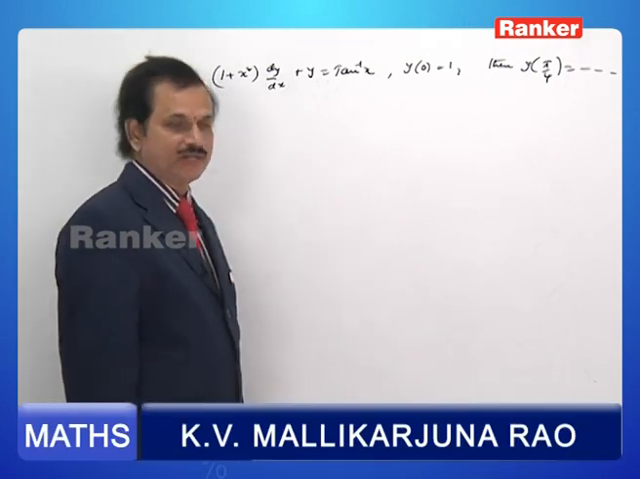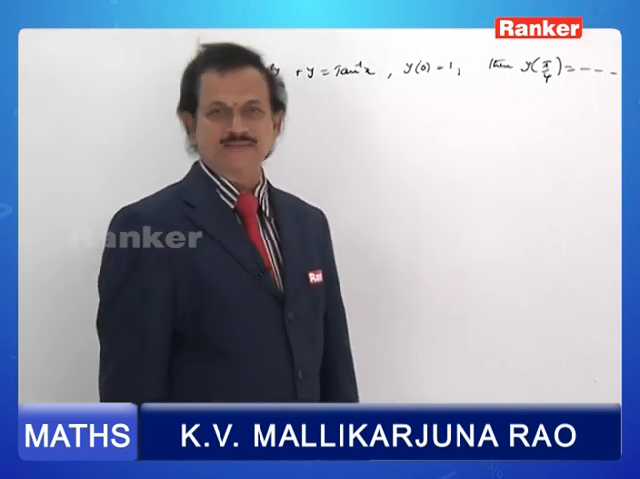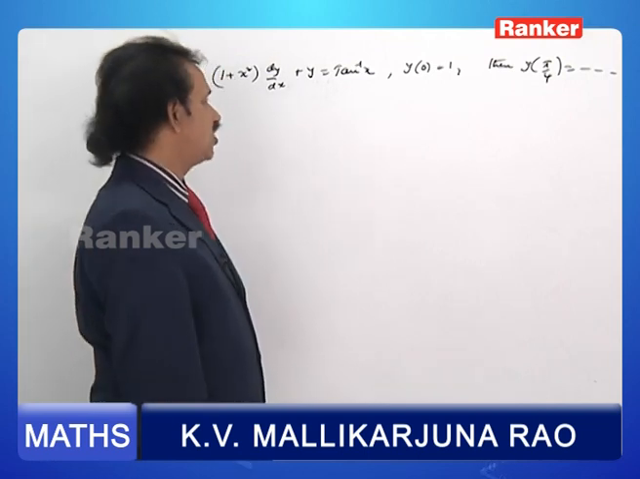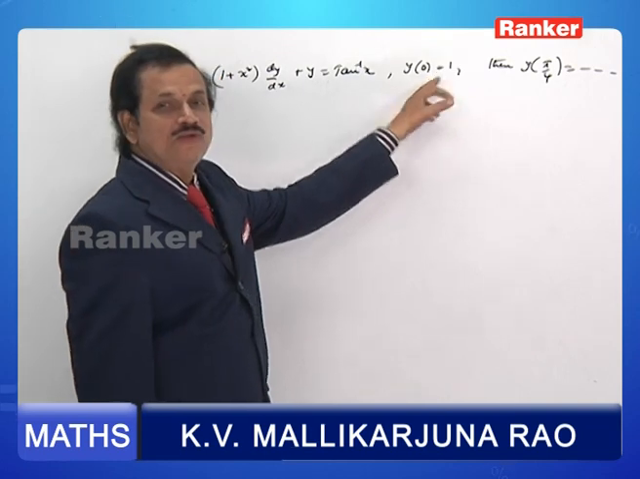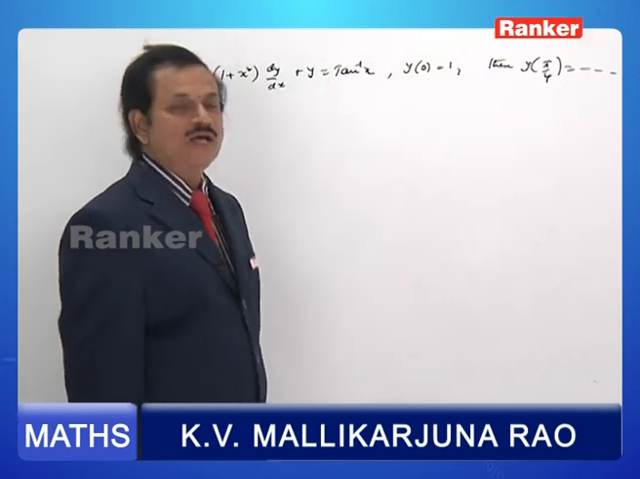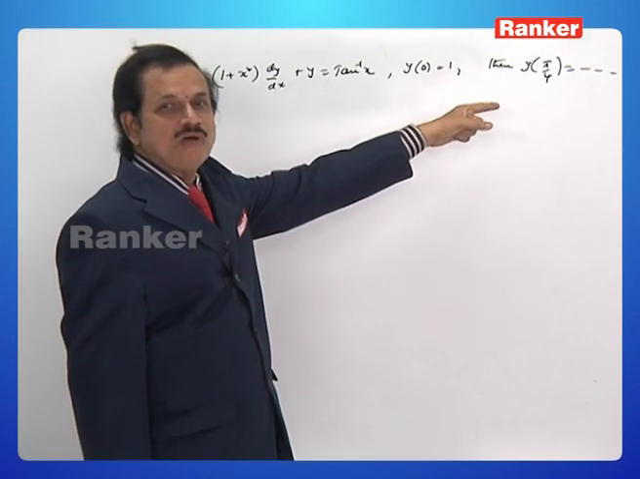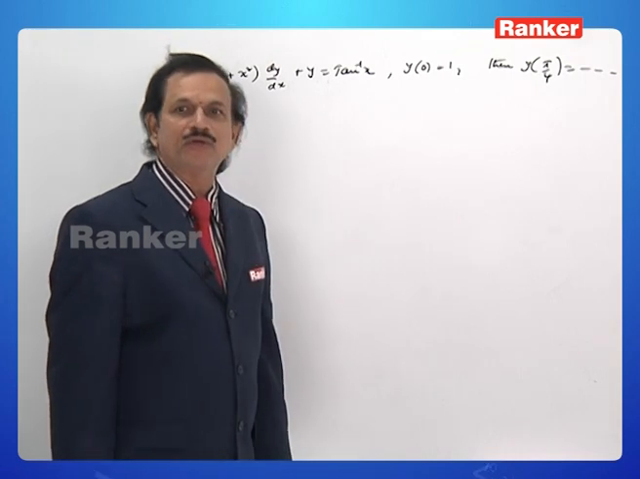Follow the question carefully. (1 + x²) dy/dx + y = tan⁻¹x. Also it has been given that y(0) is 1. This information is useful to find c, and making use of that c, we are supposed to have the value of y at x = π/4. That is y(π/4) we require.